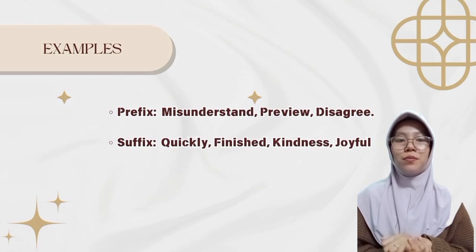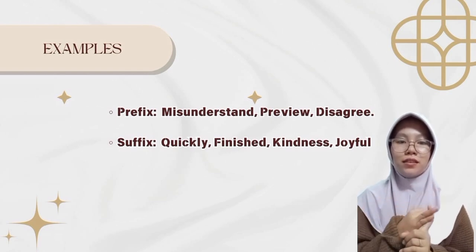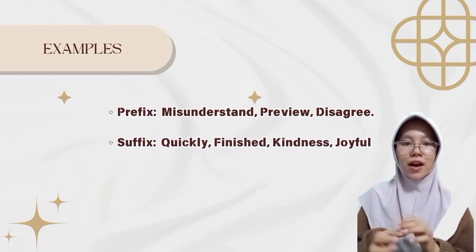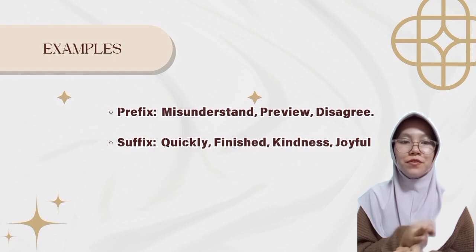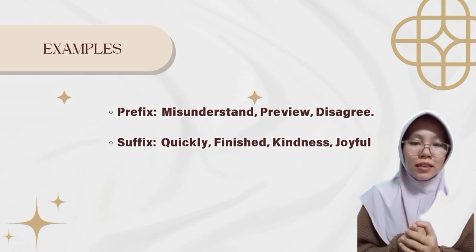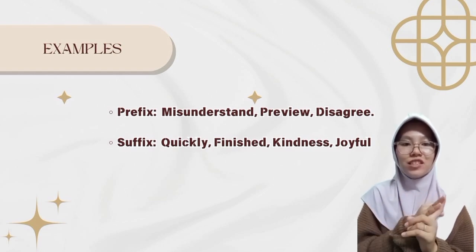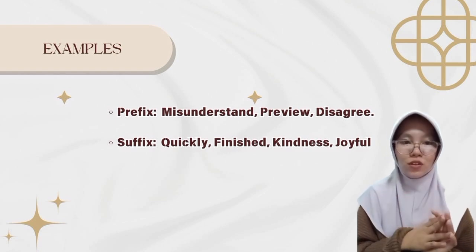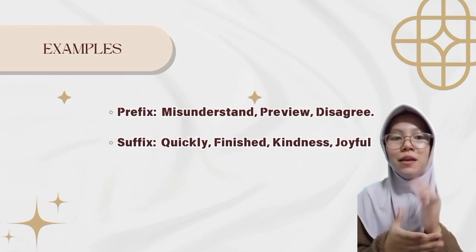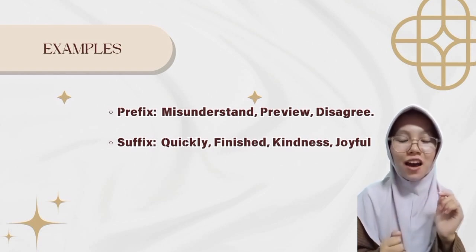This is another example of affixes, namely prefix and suffix. For prefixes, there are misunderstand, review, disagree, and so on. And then suffixes, which are likely, finished, kindness, and joyful. Well, can you find where the bound morpheme of each example of the two affixes is? Okay, write it in the comment column.